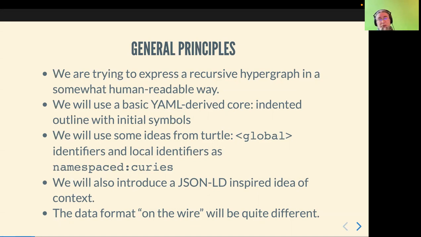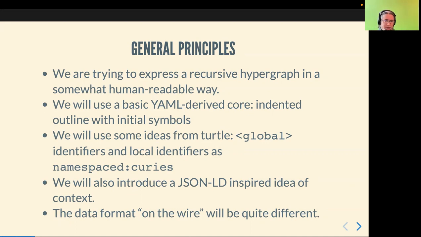I'm very used to the Turtle notation of RDF, and in Turtle notation, you can just put a URL in angle brackets or use namespace prefixes. So basically namespace colon name, and you have a URI of a resource. It's not the only thing. CIDs will be there.